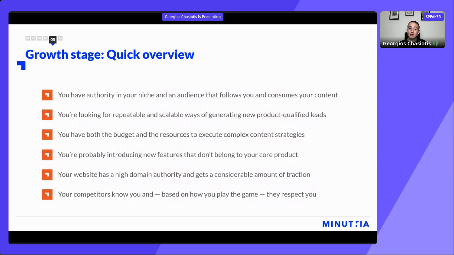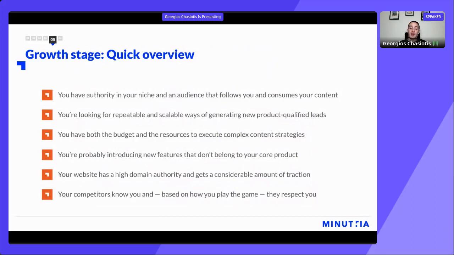This stage is all about scalability, ways of generating new product qualified leads or whatever is important to you and your business. At the same time, you have the budget and the resources to execute on complex content and SEO strategies. You are probably introducing new features that don't belong to your core product as a way to go up market, to be more competitive in more categories, since you have the reach, you have the customer base, you have pretty much everything that you need.